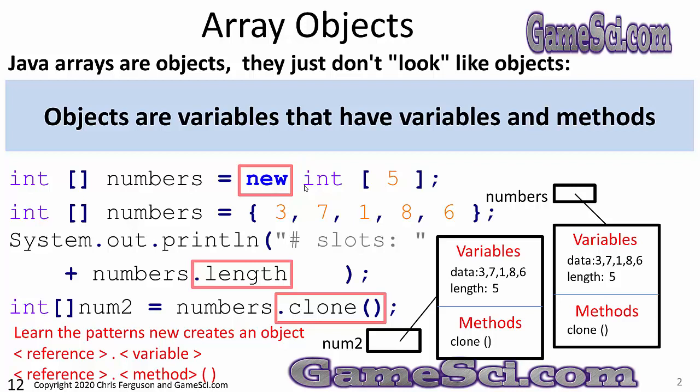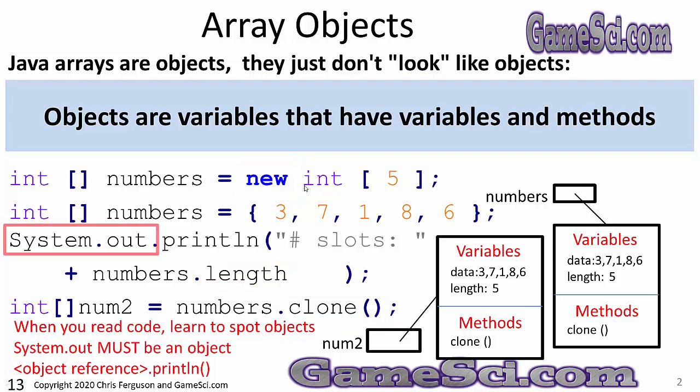Objects are variables that have variables and methods. And the first thing you have to learn is to access a variable. I use the dot operator and no parentheses. To access a method, I use the dot operator and there will be parentheses. When you're reading code, not just this code, but code from the book, code on exams, code in your programs, learn to spot the objects.